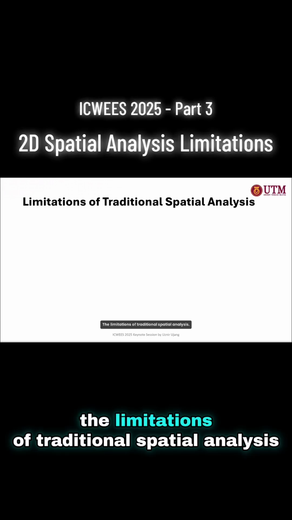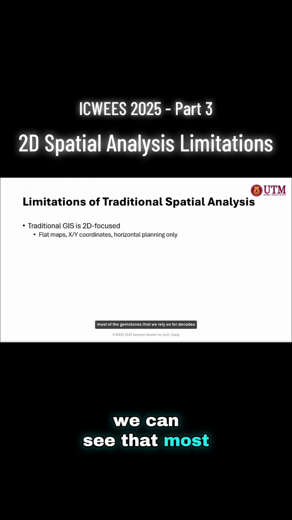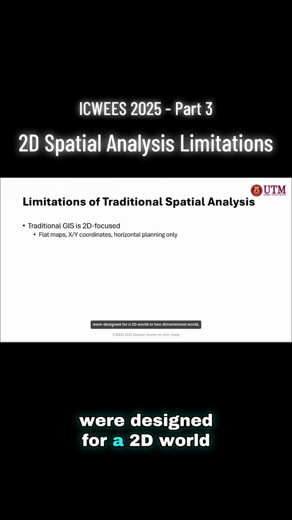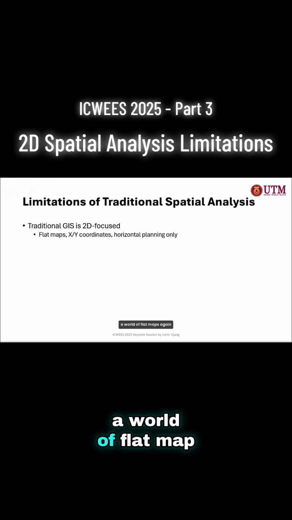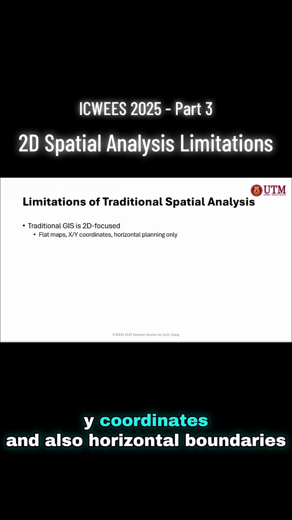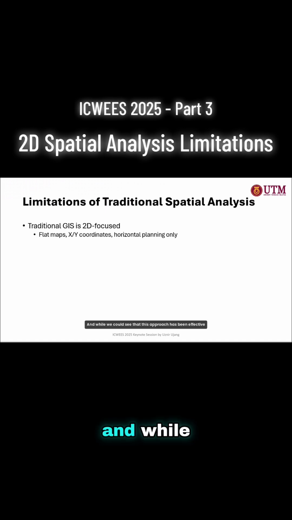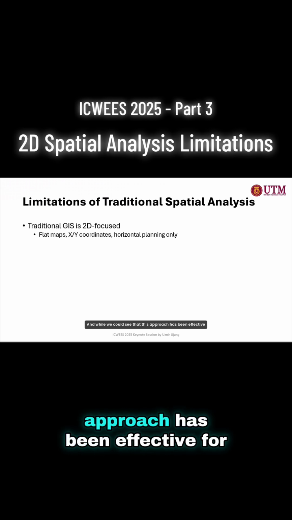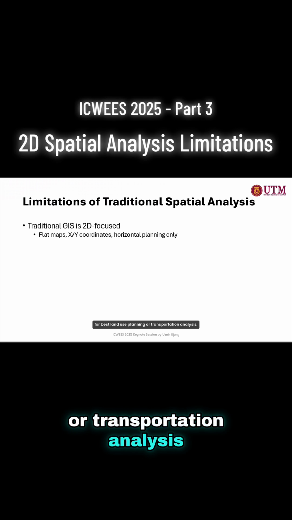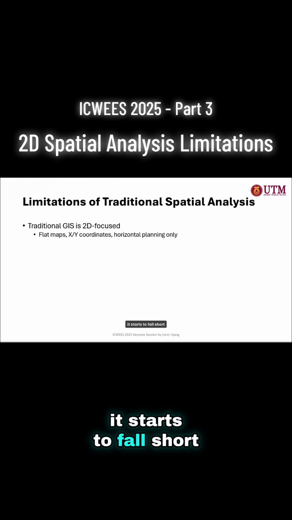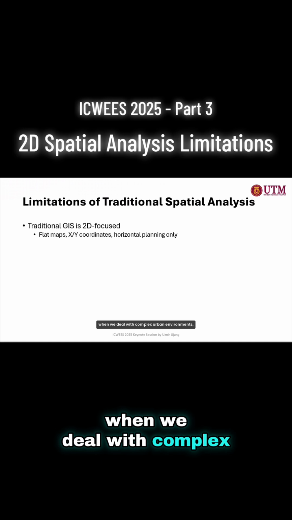Okay, the limitations of traditional spatial analysis. We can say that most of the GIS tools that we relied on for decades were designed for a 2D world, a two-dimensional world, a world of flat maps that consists of X and Y coordinates and also horizontal boundaries. And while we could say that this approach has been effective for basic land use planning or transportation analysis, it starts to fall short when we deal with complex urban environments.